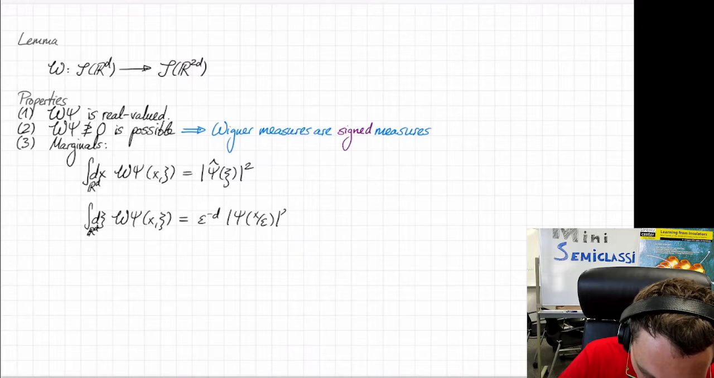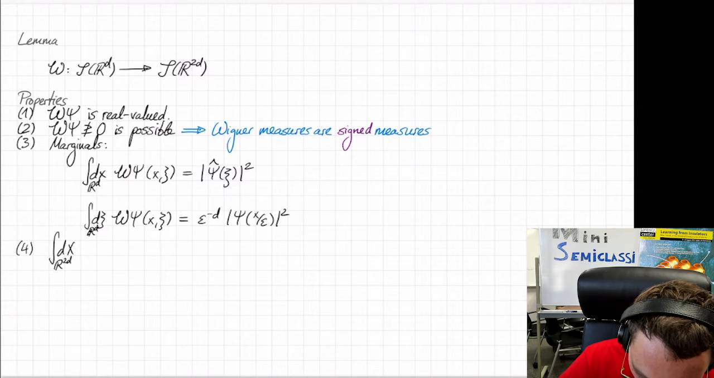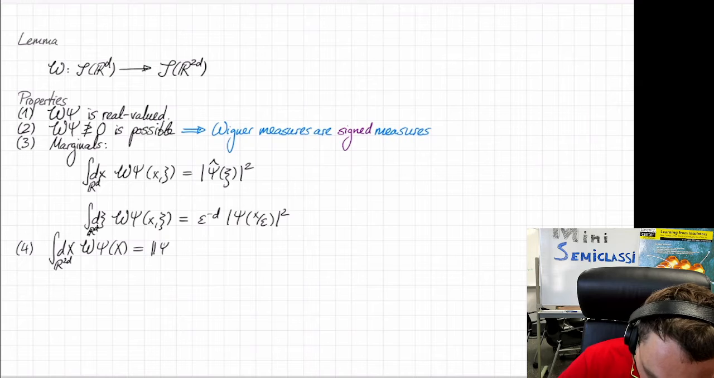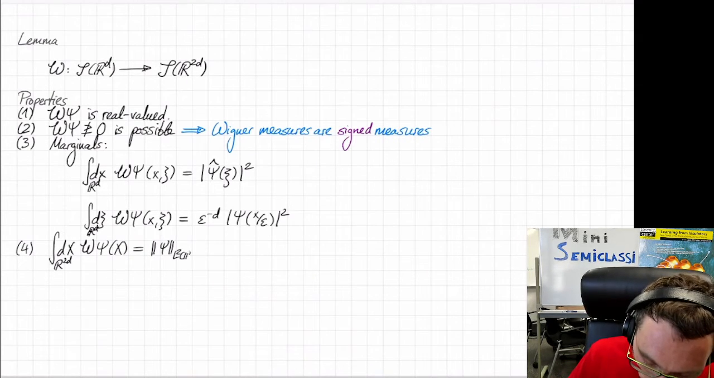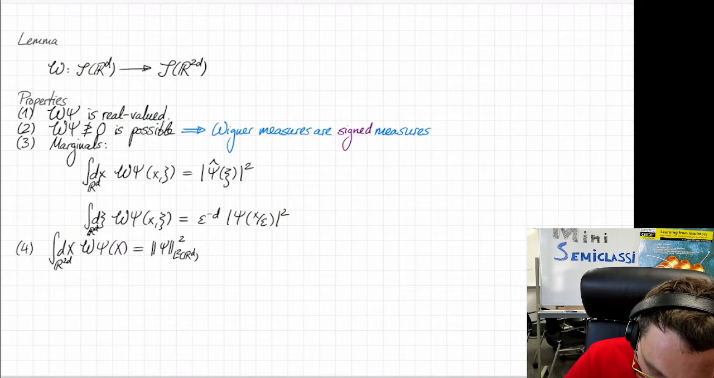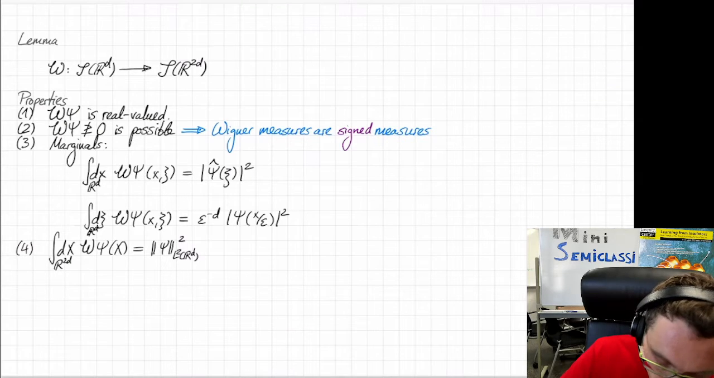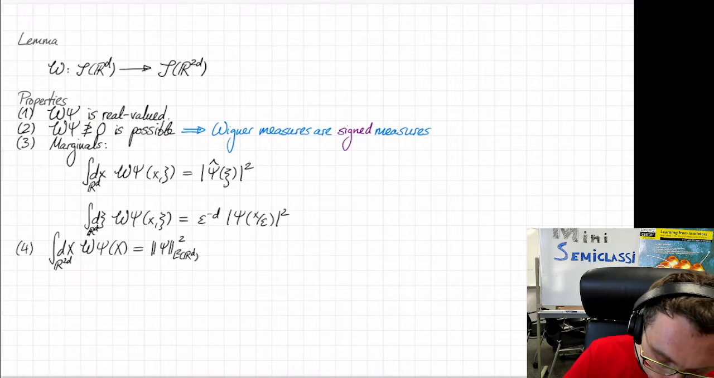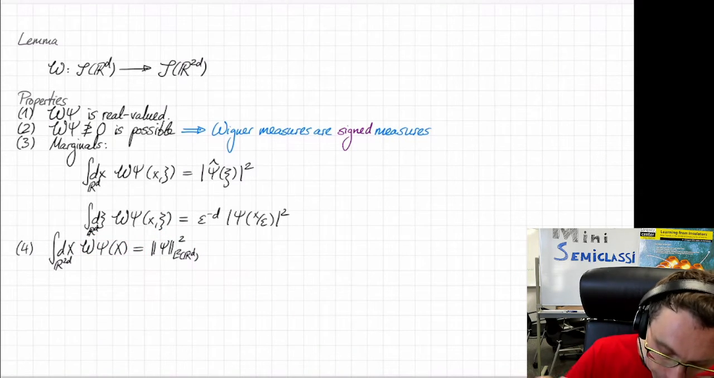And that implies that if you integrate the Wigner measure over phase space, then this just reproduces the L2 norm squared of your wave function. So if the wave function is normalized, then this will be 1, which is one way of saying that the Wigner measure for normalized wave functions, which in quantum mechanics is the assumption to make, gives you a pseudo probability measure. Pseudo because you're dealing with a signed measure.